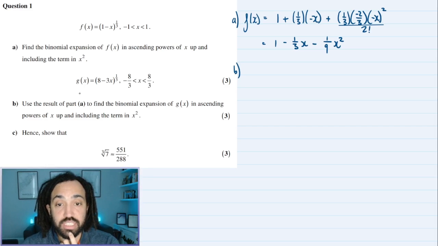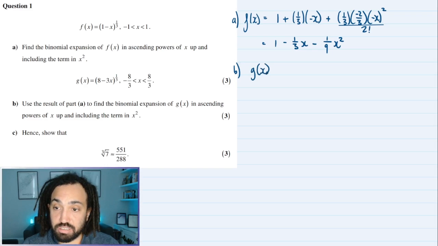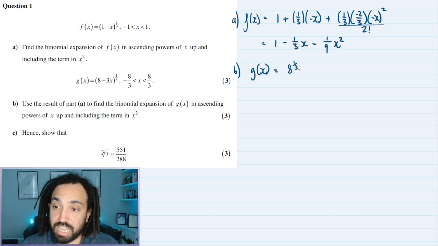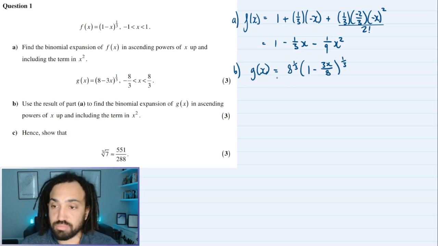Okay, so now we've got g of x, and we need to use the result in part A. So that means we have to do it to get the marks, essentially. And then we need to work out the g of x expansion up to the x squared term. Well, let's see how g of x and f of x relate. So g of x is equal to, well, I could pull that 8 out of the bracket, and when I do that, I need to take the power with it. And that will give me a 1 inside the bracket as my numerical term, which is what we're looking for in order to use this formula. And I'll have to divide that by 8 as well. So this is a way of writing g of x.